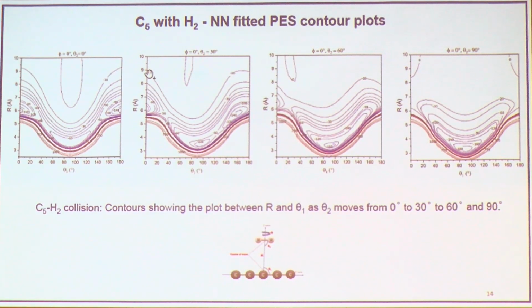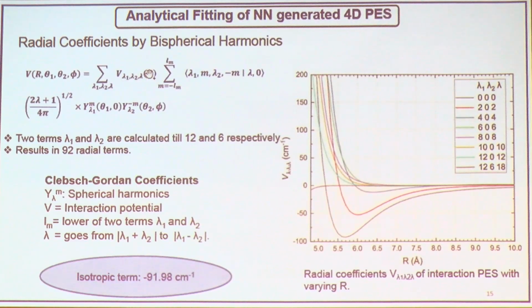After getting the data points using machine learning and ascertaining it's a very reliable surface, we went ahead to solve the close coupling equation. For that, we want the potential independent of angular terms. So we convert the potential to radial coefficients, which is expanded in bispherical harmonics.